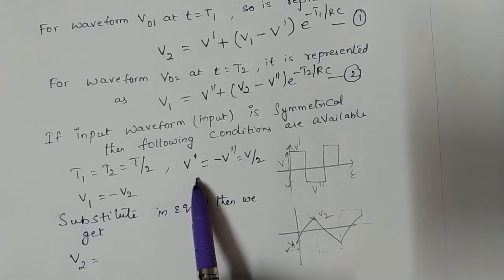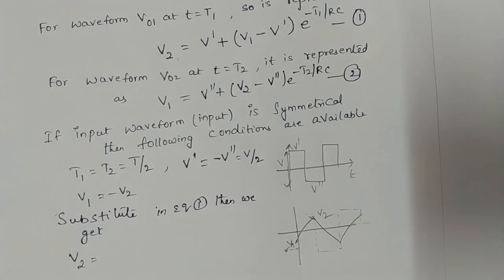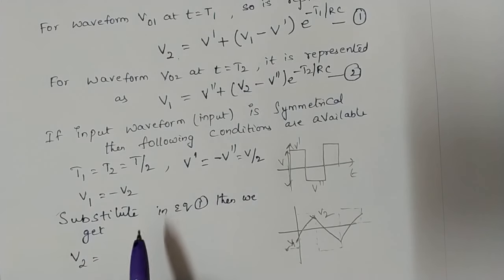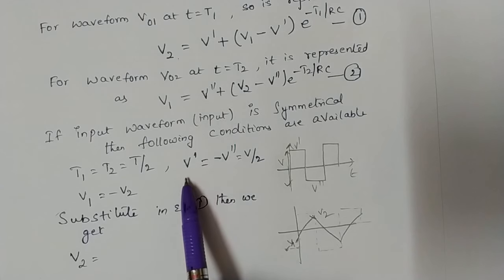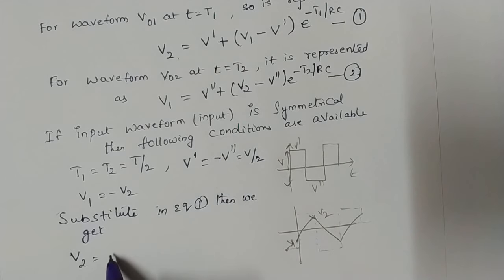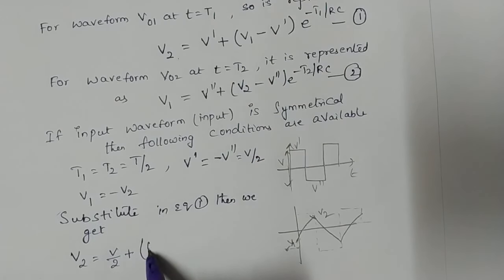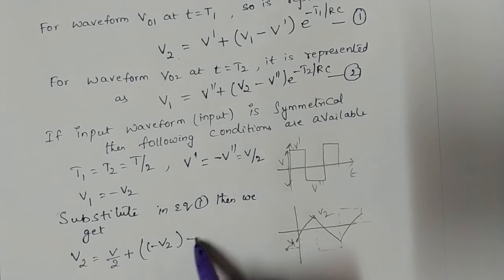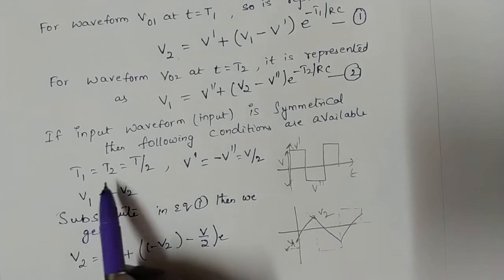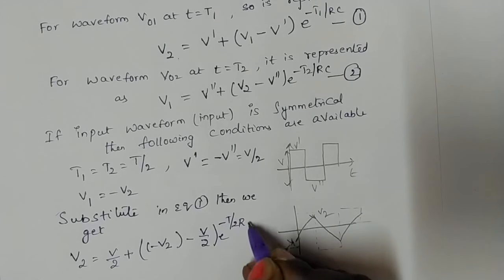What we know, v dash equal to, from equation 1, we know that v2 equal to v dash. Here from this symmetrical condition, v dash equal to minus v dash equal to v by 2. So in place of v dash, I am writing v by 2 plus, and in place of v1, I am writing minus v2, minus of v by 2, v final, into e power of t1. T1 and T2 equal to T by 2, so I am writing e power of minus T by 2 into RC.